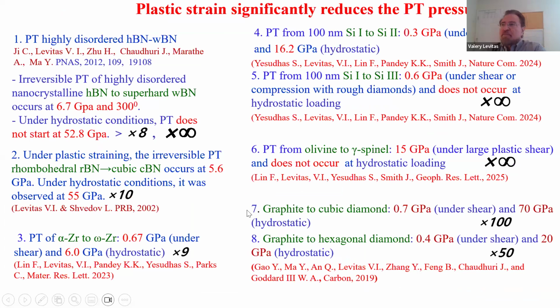The key effect is that plastic strain significantly reduces phase transformation pressure. You see here our in situ results, and in particular for phase transformation in boron nitride and in zirconium, the reduction in transformation pressure is by a factor of 10. The best example is graphite to diamond. Under hydrostatic pressure, it occurs at 70 GPa, if at all, and under shear, it was recorded at 0.7 GPa. So it's a 100 times reduction in transformation pressure.